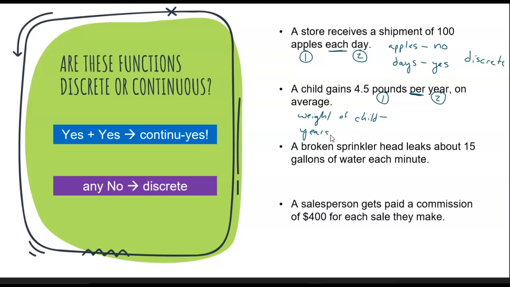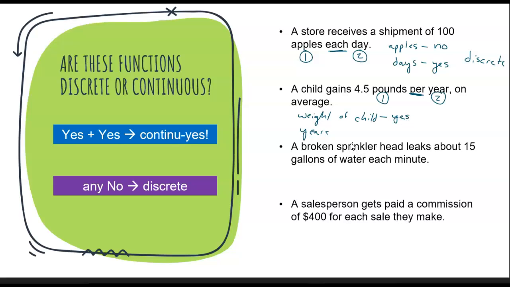Can we divide pounds in half? Can you have half a pound of something? Sure. You can have half a pound. How about a quarter of a pound? Yeah, you can divide pounds up as much as you want. You could have a thousandth of a pound. So yes, this is infinitely divisible.